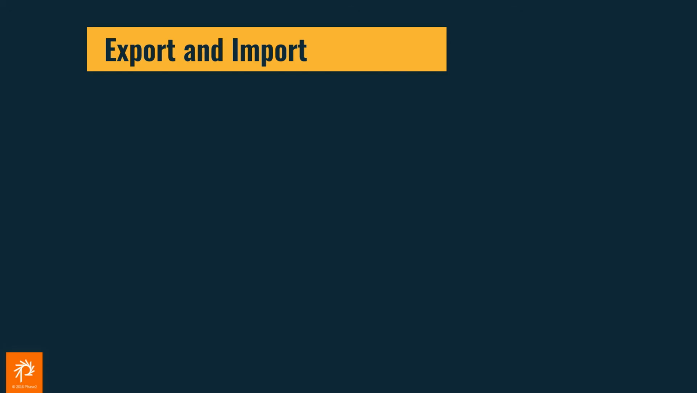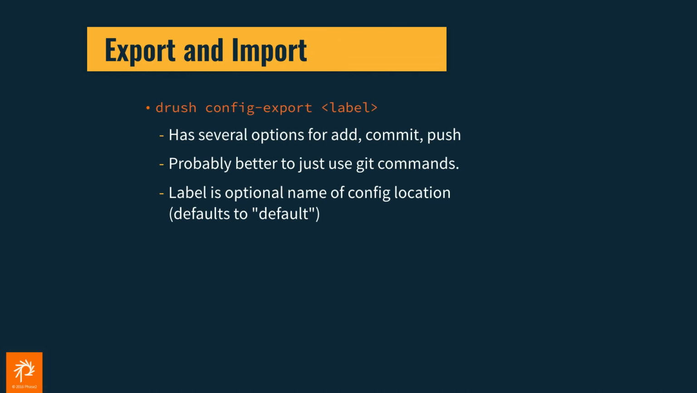So some useful day-to-day drush commands. We talked about this command a little bit. Here's more on it. So this drush config export. If you do a help on this, you'll see a lot of options. Honestly, a lot of those options are for doing Git things. So they kind of merge some Git commands with the config export command.